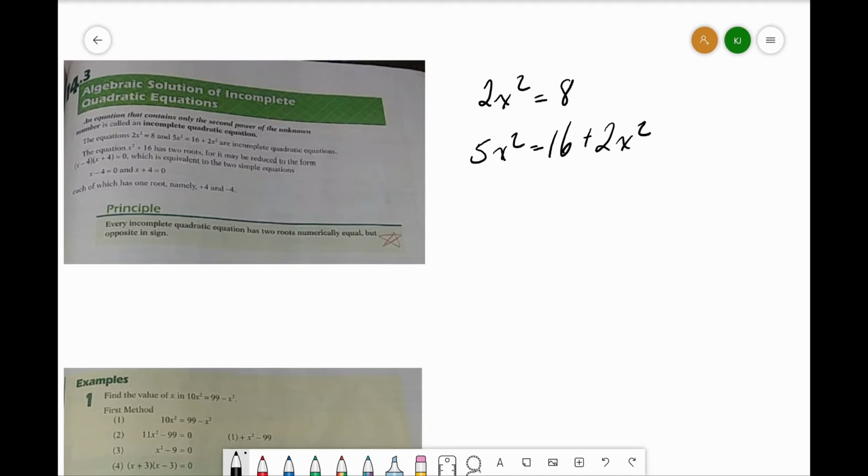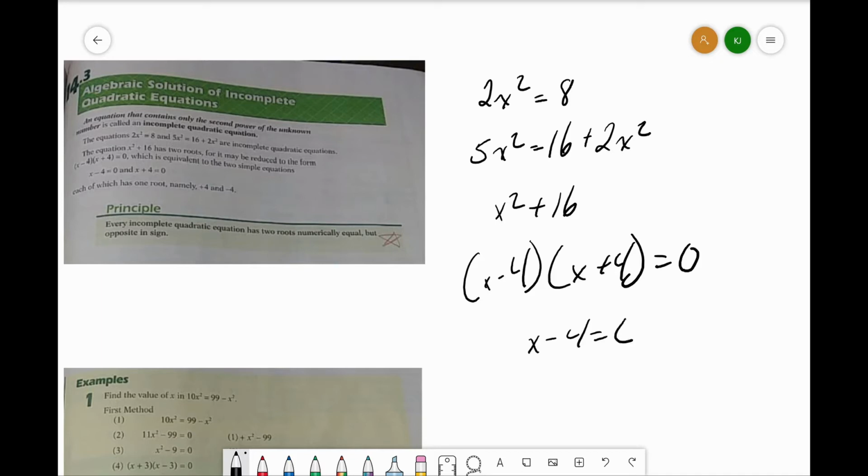The equation x squared minus 16 equals 0 has two roots, for it may be reduced to the form x minus 4 times x plus 4 equals 0, which is equivalent to the two simple equations x minus 4 equals 0 and x plus 4 equals 0, each of which has one root, namely positive 4 and negative 4. Every incomplete quadratic equation has two roots numerically equal but opposite in sign.